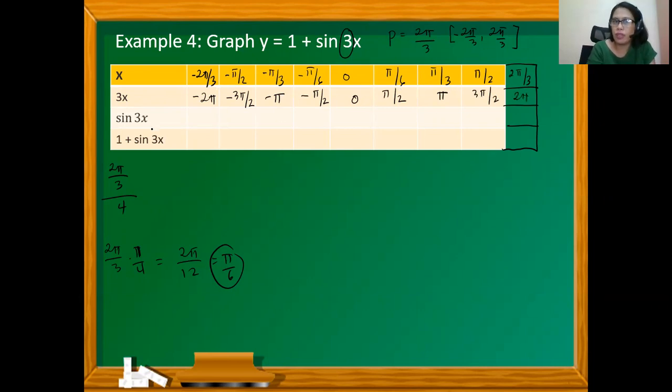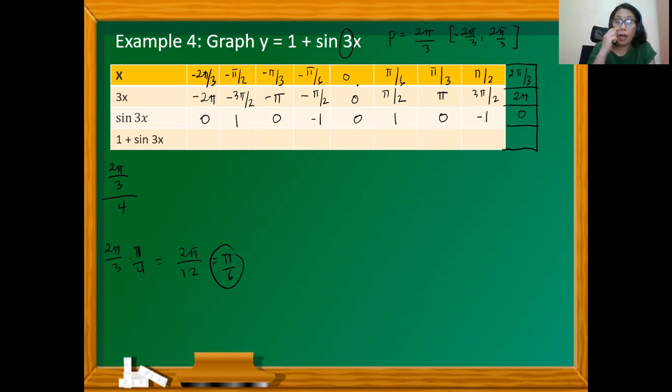And then we'll evaluate sine 3x. So meaning this is sine negative 2 pi, so this is 0. Sine negative 3 pi over 2 is 1. Sine negative pi is 0. Sine negative pi over 2 is negative 1. Sine 0 is 0. Sine pi over 2 is 1. Sine pi is 0. Sine 3 pi over 2 is negative 1. And sine 2 pi is 0.